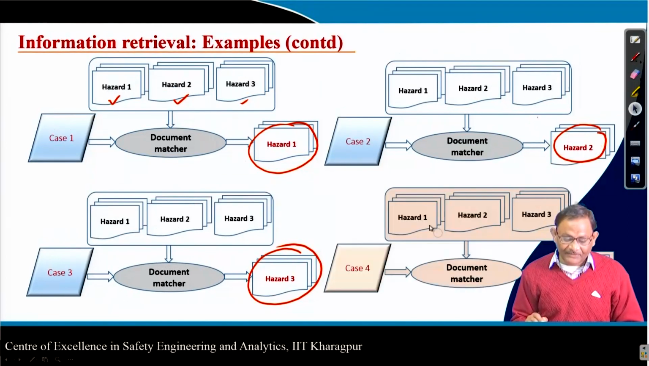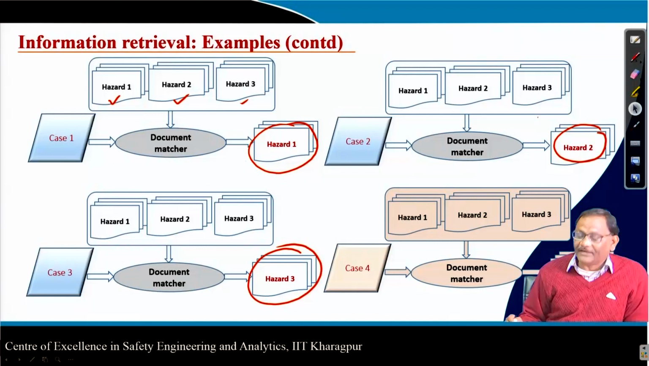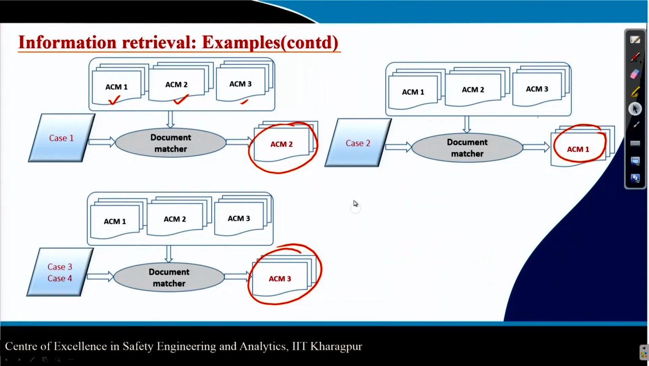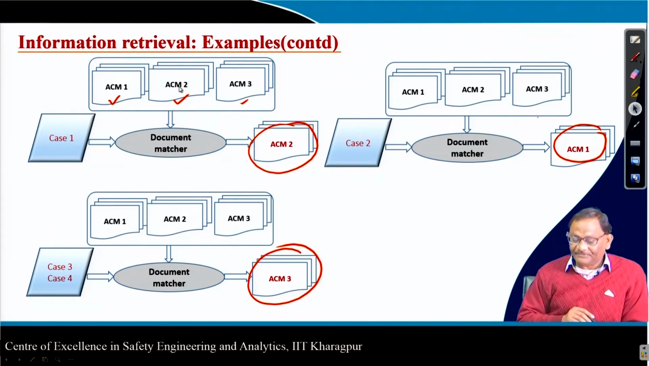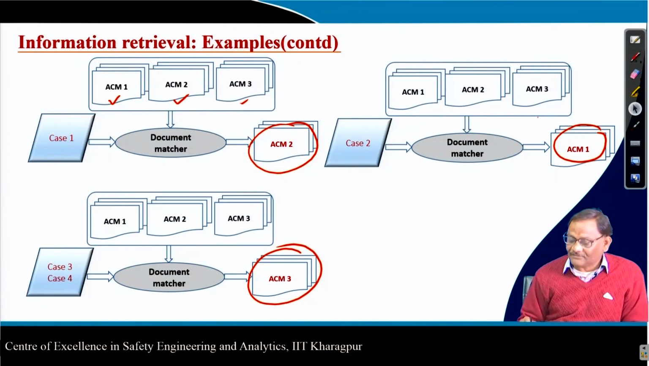Then, at the next level, case 1 has hazard 1, case 2 hazard 2, case 3 hazard 3, and case 4 again hazard 3. If I go to the next level, you may be interested in the accident causing mechanisms for different cases and under which category they fall, and that you can also find out.